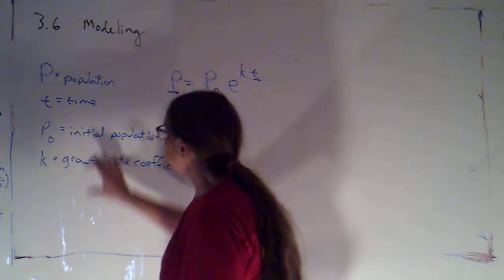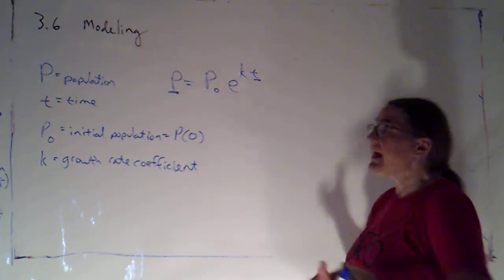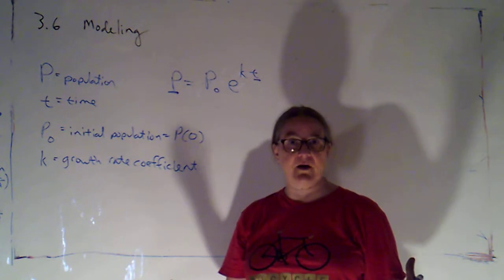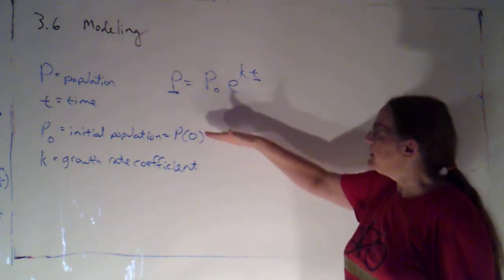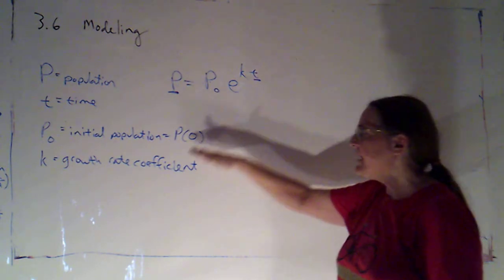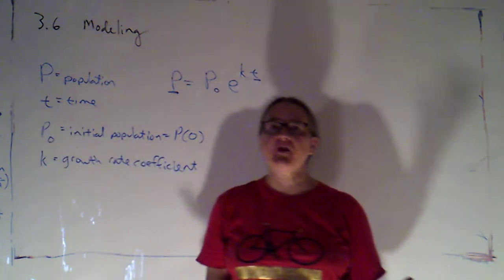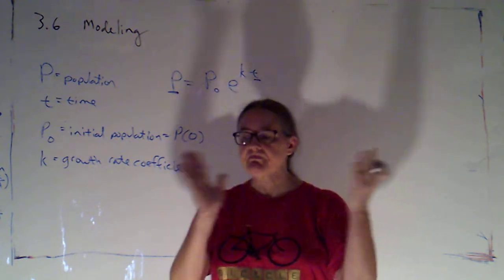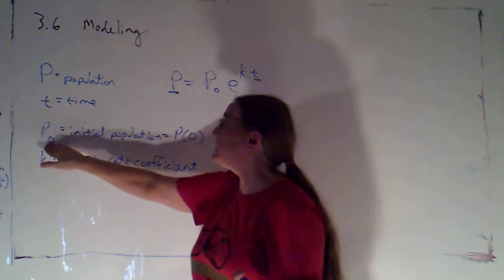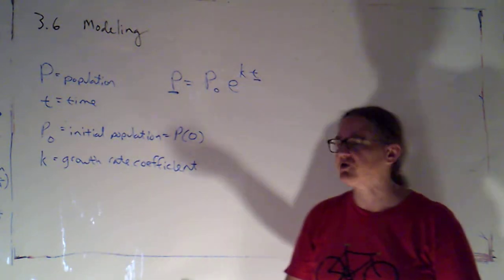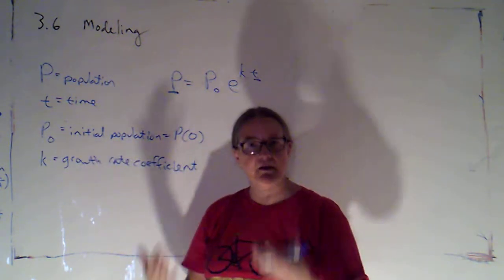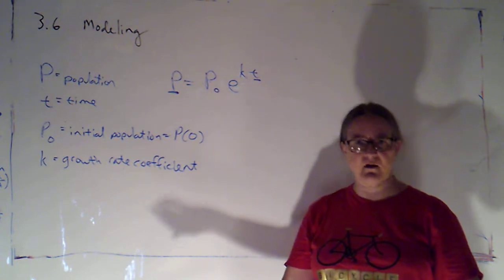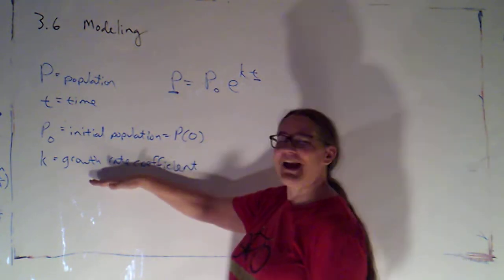Now, P naught and k are not variables for any one particular population. They're variables in the sense that this model applies to lots of different populations. If I'm talking about the population of people in Mission Viejo, that's going to have a different P naught value than if I'm talking about the population of hedgehogs in Nanuet, New York, which is where my mom lives and she likes hedgehogs. There would be a different initial population for those two different populations, and presumably they would be growing at a different rate. There's no reason for me to think that people in Mission Viejo are reproducing at the same rate as hedgehogs in Nanuet. So I would probably have a different number here.